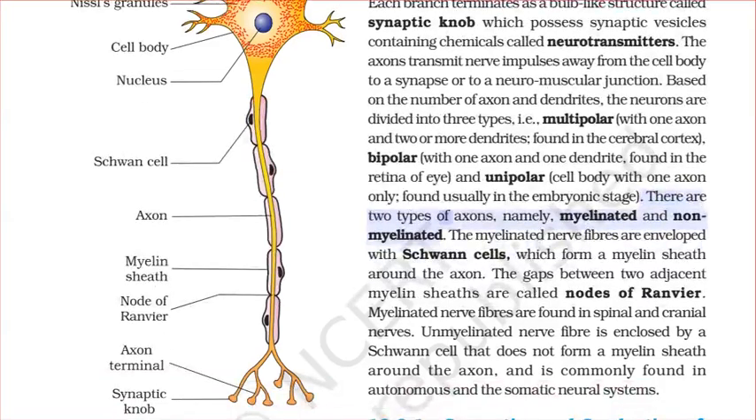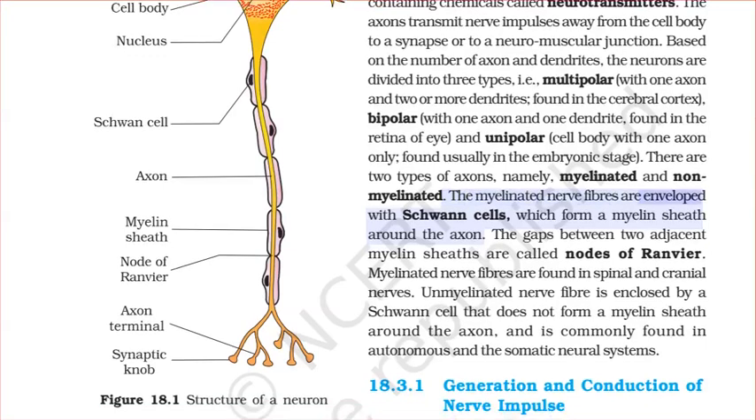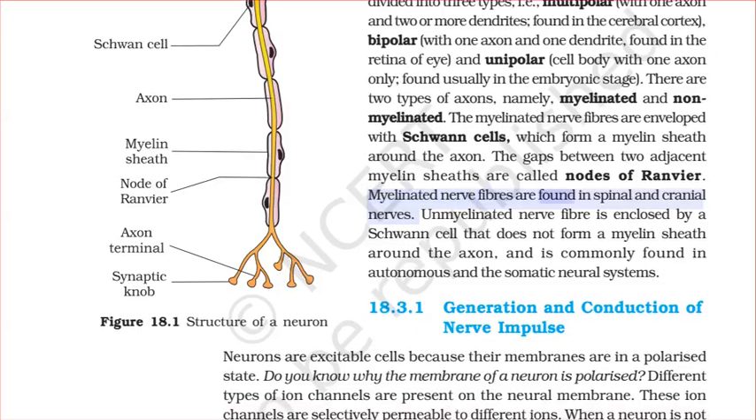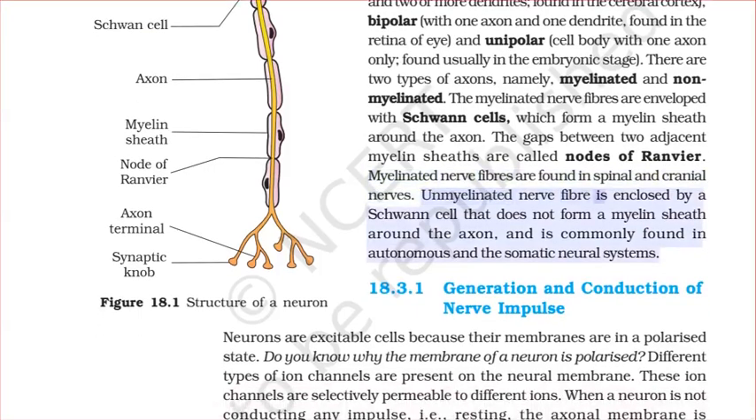There are two types of axons, namely myelinated and non-myelinated. The myelinated nerve fibers are enveloped with Schwann cells which form a myelin sheath around the axon. The gaps between two adjacent myelin sheaths are called nodes of Ranvier. Myelinated nerve fibers are found in spinal and cranial nerves. Unmyelinated nerve fiber is enclosed by a Schwann cell that does not form a myelin sheath around the axon and is commonly found in autonomous and the somatic neural systems.